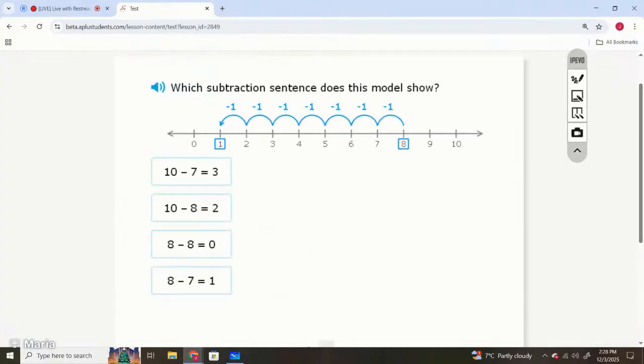Okay, the next one is which subtraction sentence does the model show? Which is the correct option?